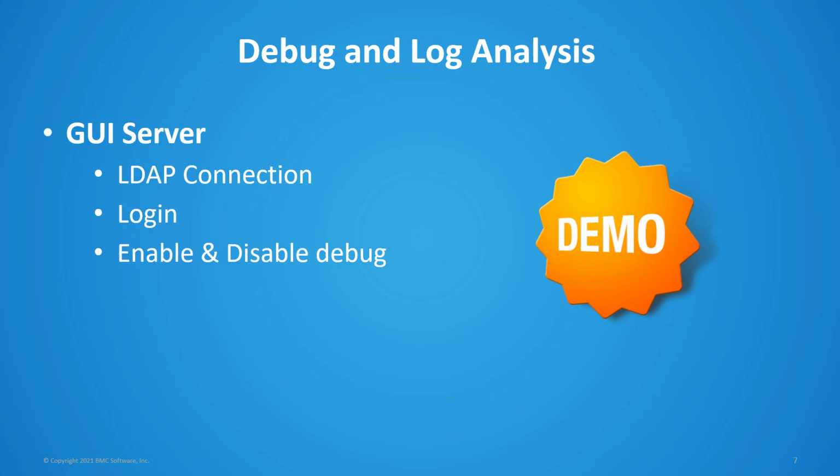Now we'll start with the demo, and we'll begin with the GUI server, which handles communication between the EM client and the Control-M server. With the GUI server, we'll review its log to show how an LDAP connection looks and a successful login. Then we'll demonstrate how debug is enabled and disabled. And now let's move to our demo.